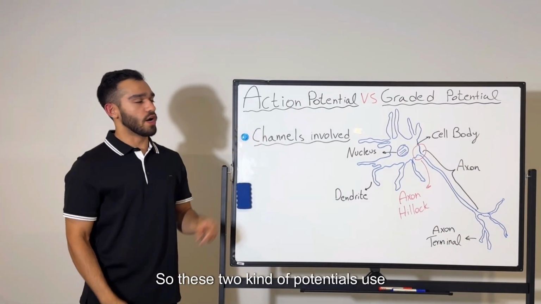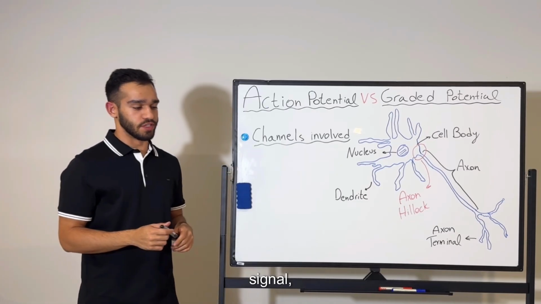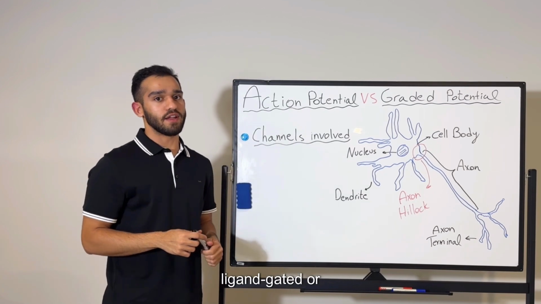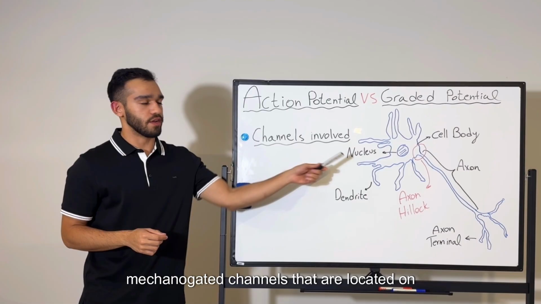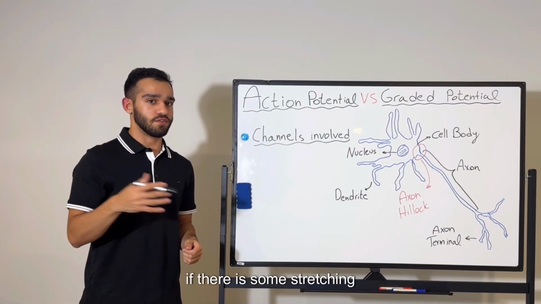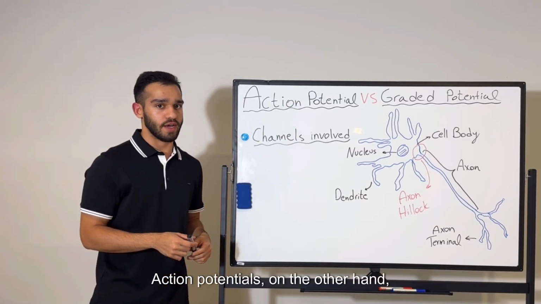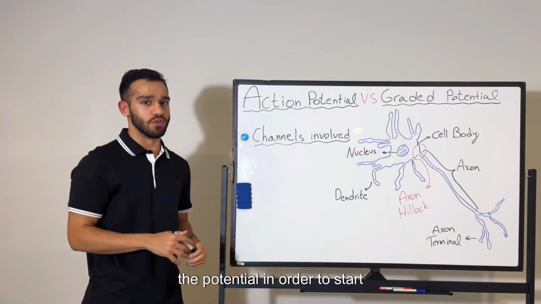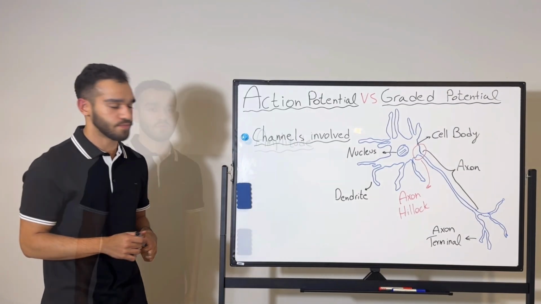So these two kinds of potentials use different kinds of channels to start their signal. Graded potentials have ligand-gated or mechanogated channels that are located on the cell body that respond to neurotransmitters or if there is some stretching on the membrane. Action potentials, on the other hand, have voltage-gated channels, and they need to reach the threshold potential in order to start their signal down the axon.